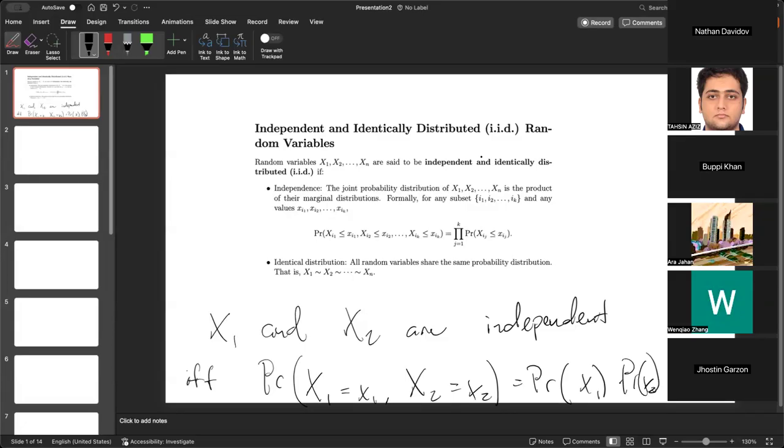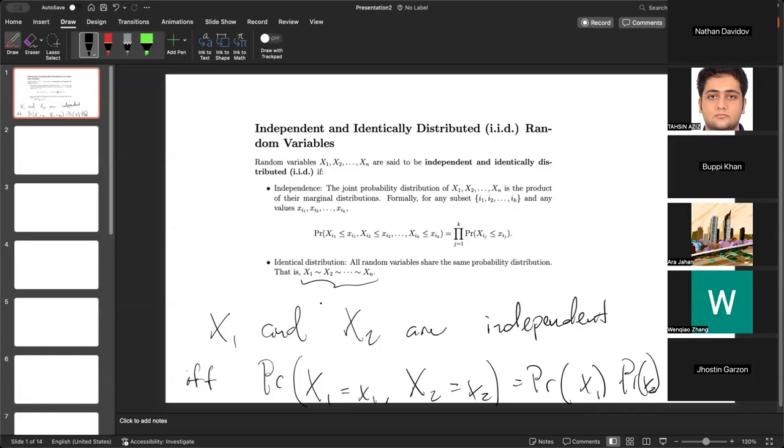Okay? And then identically distributed, this is probably the easiest one. All of the random variables have to have the same distribution. So you can think of many Bernoulli trials, right? That's a distribution that we're pretty comfortable with now. Flipping n many coins is a set of independent and identically distributed random variables.